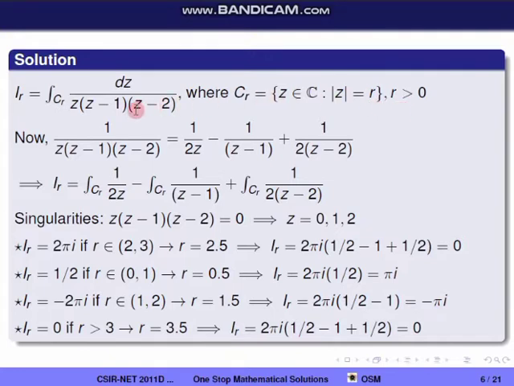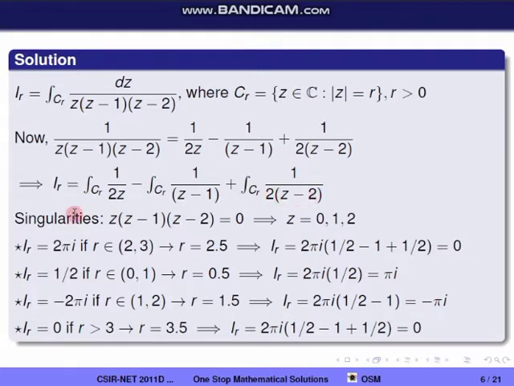So using Cauchy integral formula, first of all I am splitting the given function using partial fractions. So 1 by z into (z minus 1) into (z minus 2) can be written as 1 by 2z minus 1 by (z minus 1) plus 1 by 2(z minus 2). Therefore, I_R is equal to integral over C_R 1 by 2z minus integral over C_R 1 by (z minus 1) plus integral over C_R 1 by 2 into (z minus 2).